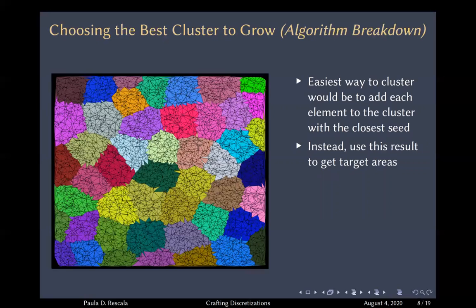So the next thing to consider is that it may be easiest to just assign each element to the nearest cluster. But then the result is something like this. The edges are jagged due to the, in this case, triangular shape of the individual elements. This is undesirable. Instead, this result is actually used to set target areas for each cluster, which is important because the goal is to have clusters that are approximately the same size each. The way the algorithm works is that first the best cluster is selected to grow, and this is the one that is furthest from the target area.